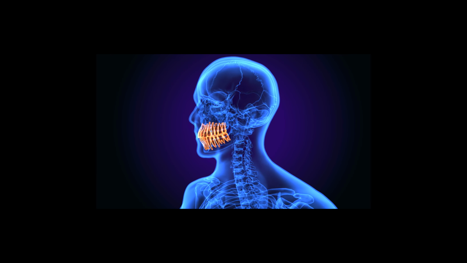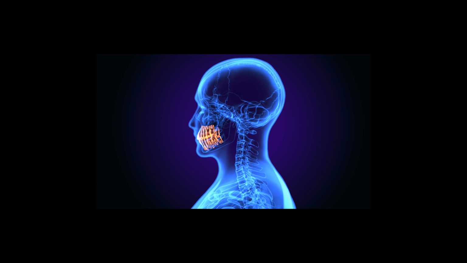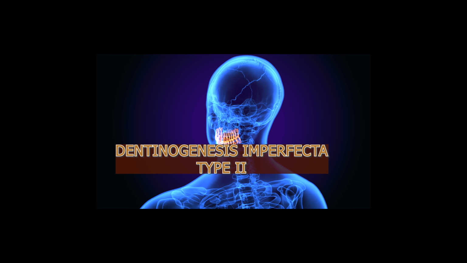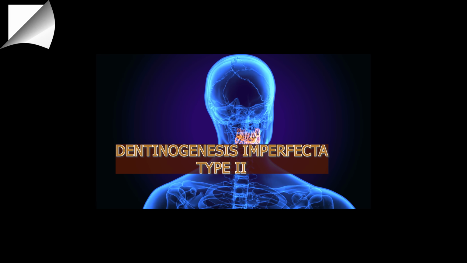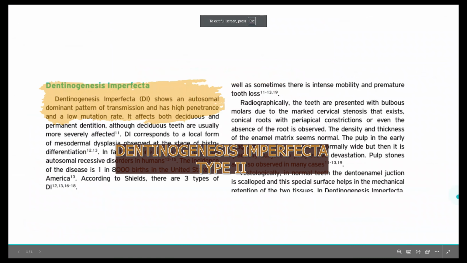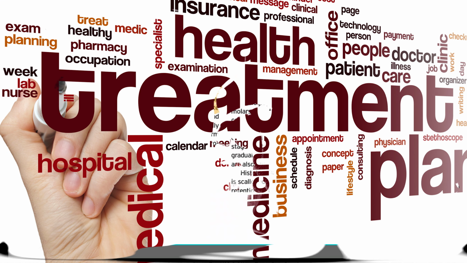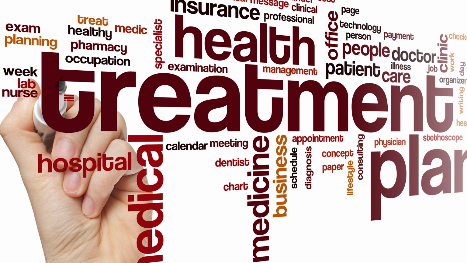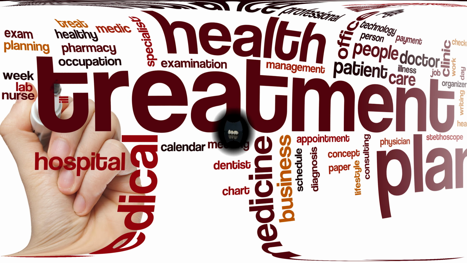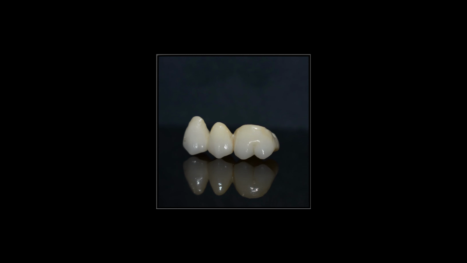So based on the clinical and radiographical findings, a diagnosis of Dentinogenesis Imperfecta, that is type 2 of Shields classification, was given for this patient, and the patient was told about the treatment plan, and we have started the treatment. Oral prophylaxis was done for this patient as of now, and we will plan lithium disilicate glass ceramic crowns for this patient.